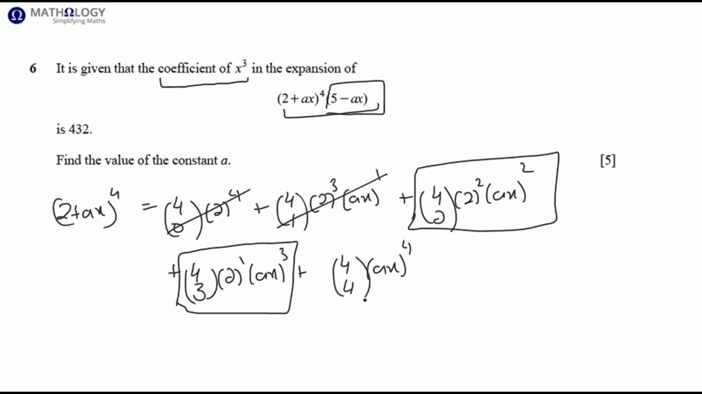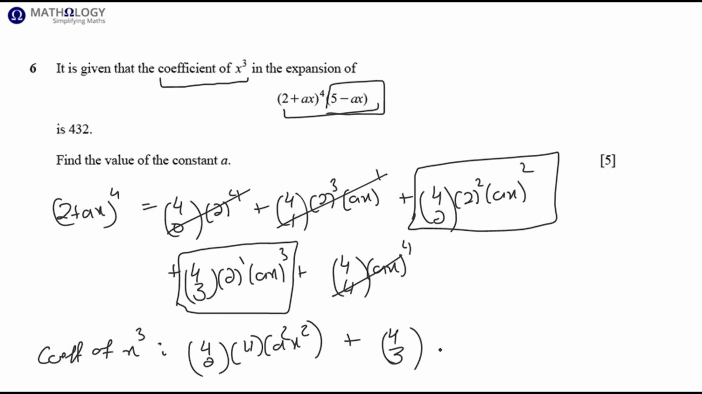And the last term has a term in x to the 4. Multiplying it by 5 minus ax is just going to give us a term in x to the 5 and still a term in x to the 4. So we're not interested in that last term. The only things we're interested in are the third and the fourth terms of this expansion. So for the coefficient of x cubed, we're going to look at 4 choose 2, 2 squared is 4, and then we have a squared x squared plus 4 choose 3 times 2a cubed x cubed.